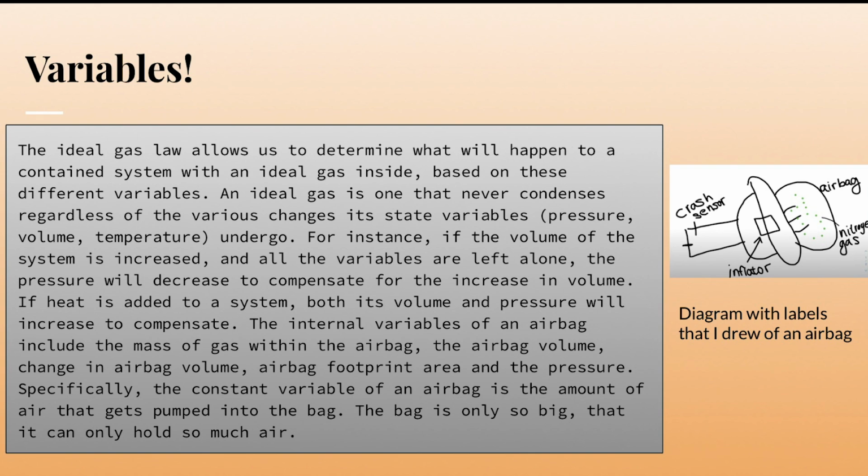This slide includes the variables. An ideal gas is one that never condenses regardless of the various changes its state variables, which are pressure, volume, and temperature, undergo. The internal variables of an airbag include the mass of gas within the airbag, volume, airbag footprint area, and the pressure. The constant variable of an airbag is the amount of air that gets pumped into the bag. So for this slide, for my image, I decided to draw an airbag. I included labels on it, and these say crash sensor, inflator, airbag, and nitrogen gas.